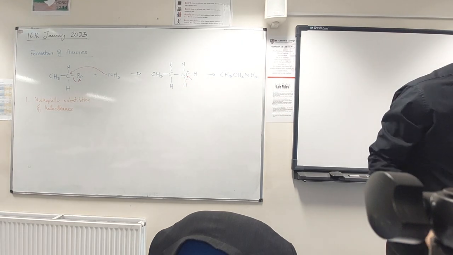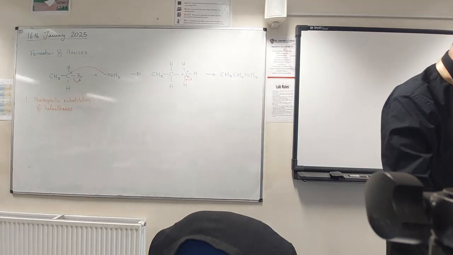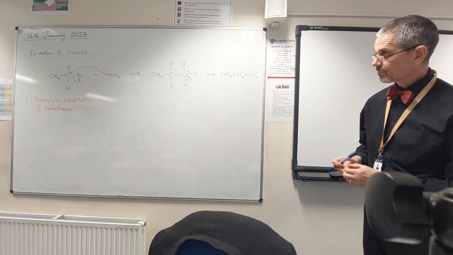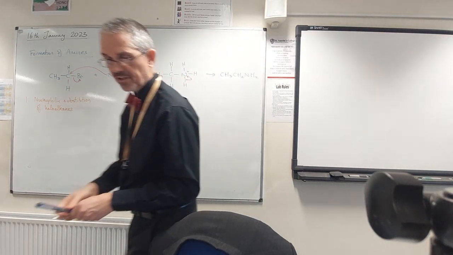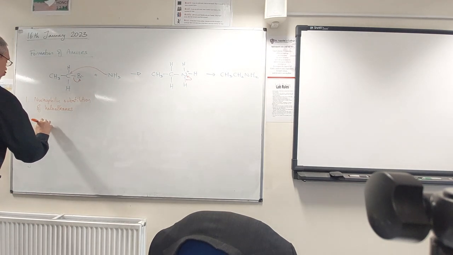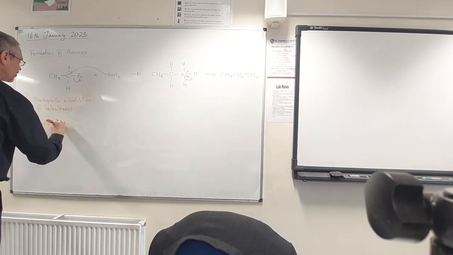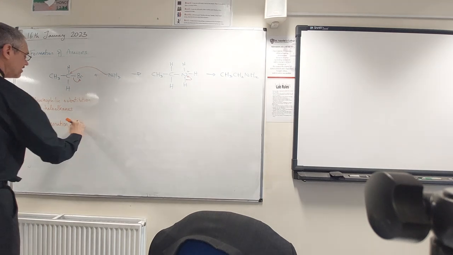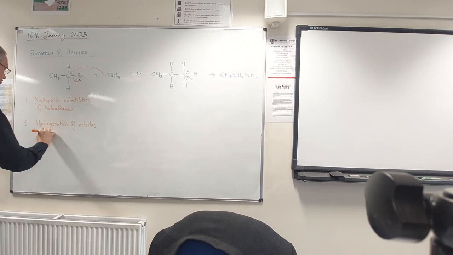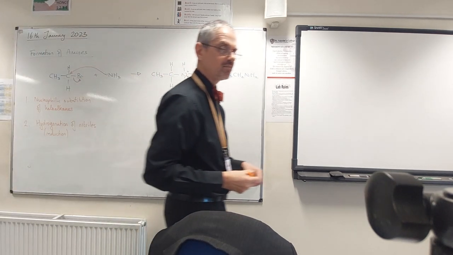So, nucleophilic substitution of haloalkanes. We will come back to this mechanism after we've done a bit of other stuff. But we have some other methods here. The other methods all involve hydrogenation, which also gets called reduction because we're adding hydrogen.